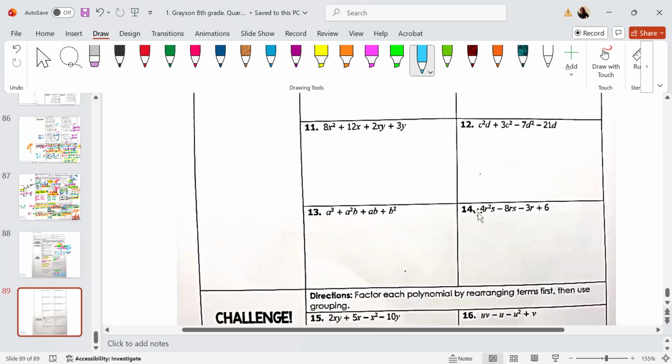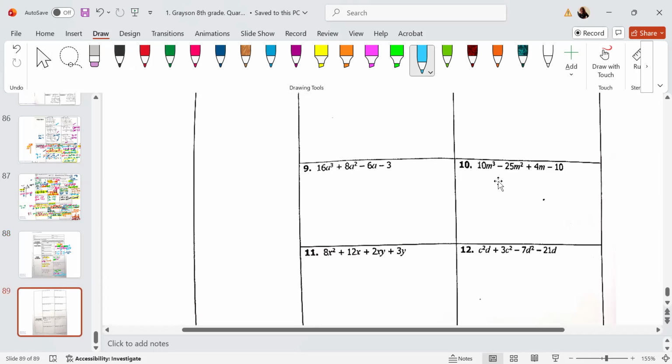Now let's take a look at the ones in the back. Did you do the one in the back yet? Okay, so let's go over to the back.